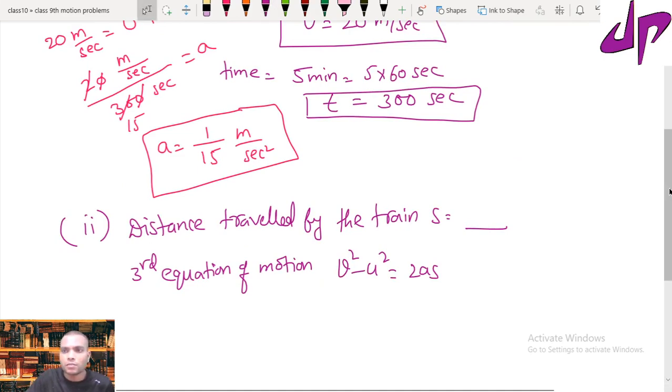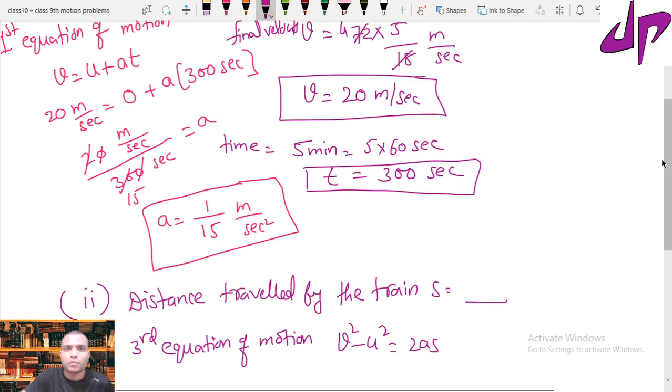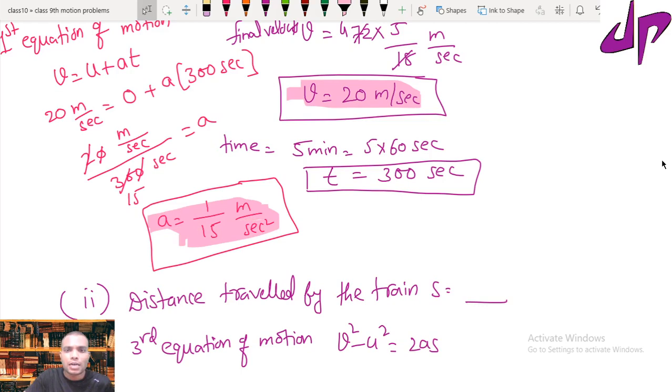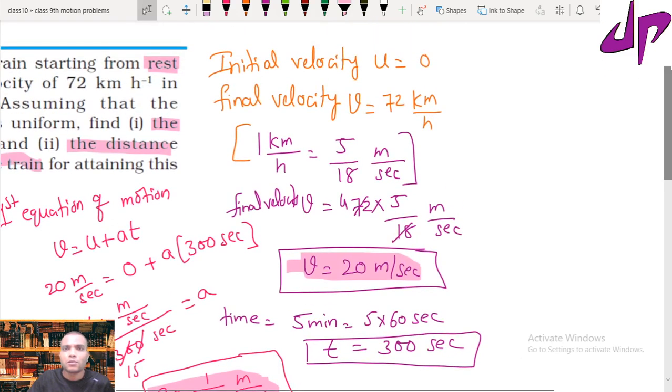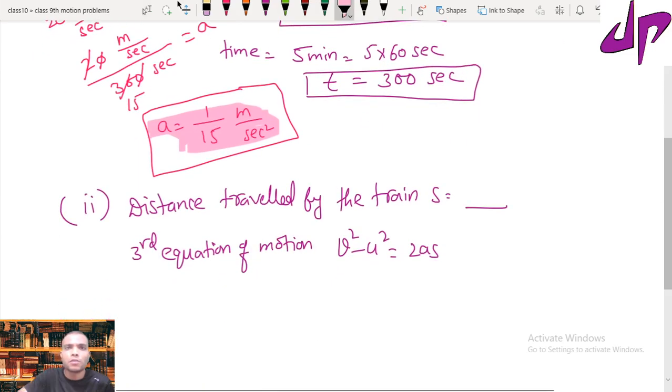The value of final velocity from here we can get it. So final velocity v equal to 20 meter per second, and acceleration from here we can take that value, and time, so here we don't need time, but we need the initial velocity u equal to 0. So substitute all these three values and do the simplification.